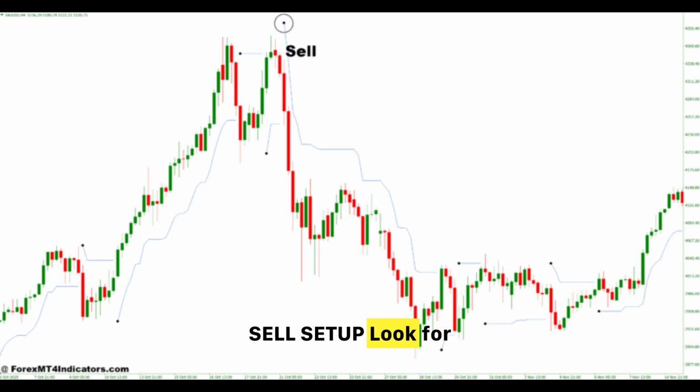Sell setup. Look for a bearish trend with lower highs and lower lows. Wait for bearish confirmation like a strong bearish candle or support break. The ATR Stop Loss Indicator will calculate a stop loss level above price based on volatility. Enter the sell trade after candle confirmation.